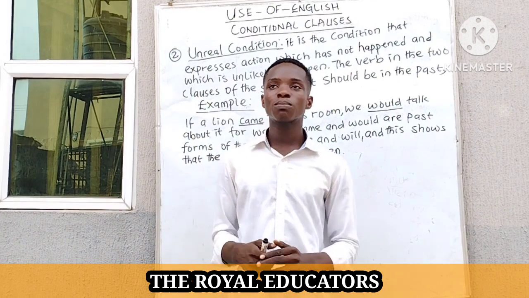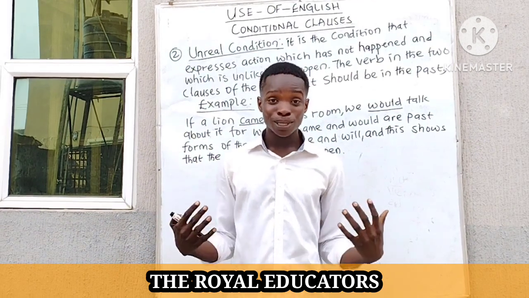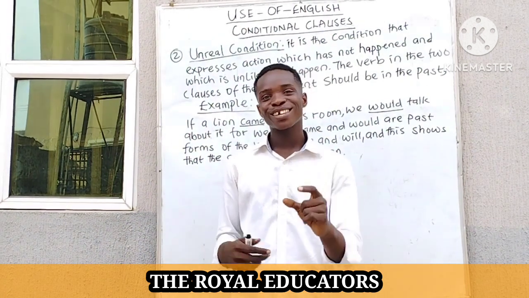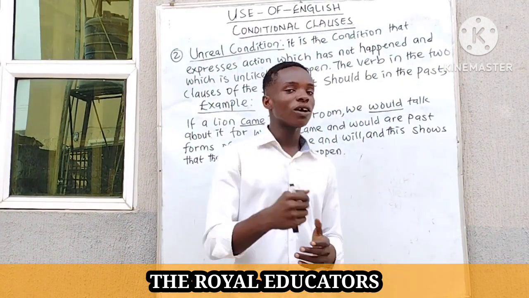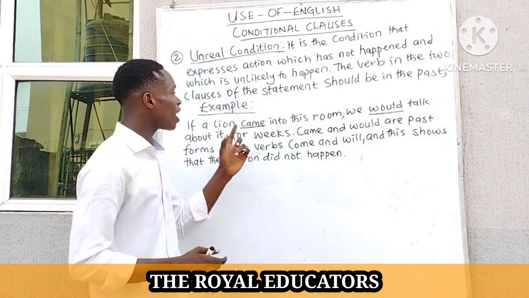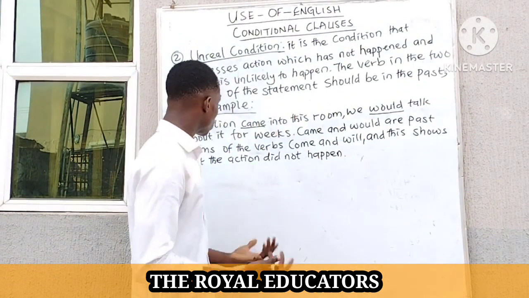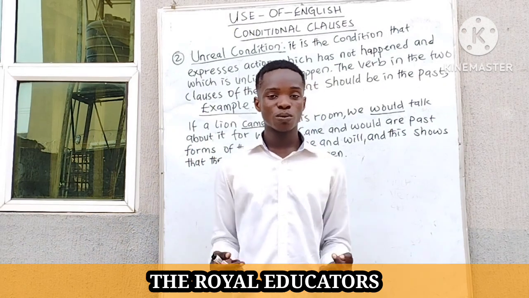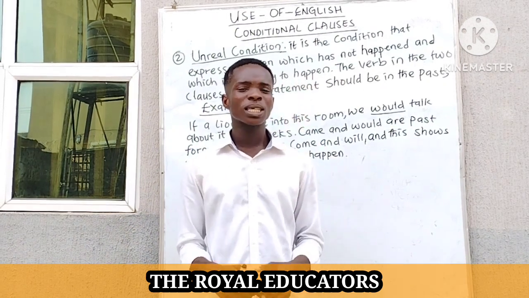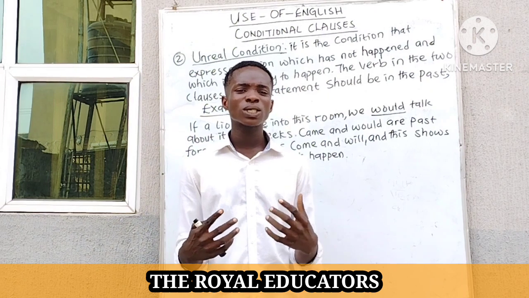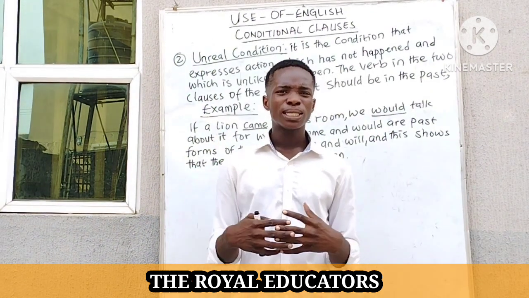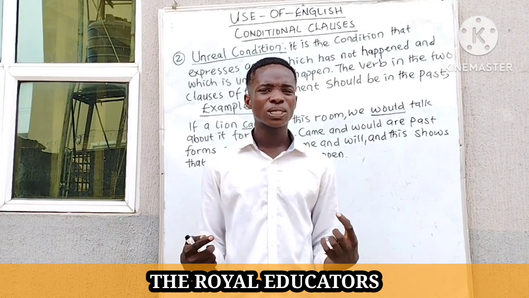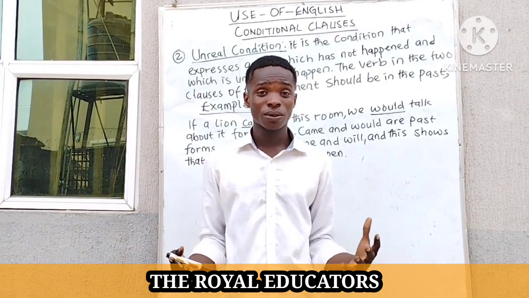Okay, now we are going to check this unique example. The example sounds funny, actually. So if you think you can laugh, you laugh. If you think you can just be fooled, you do it. Now look at the example we have: if a lion came into this room, we would talk about it for weeks. If you think of this statement, discover that it's just an imagination. It's something that does not look real or does not seem to happen.